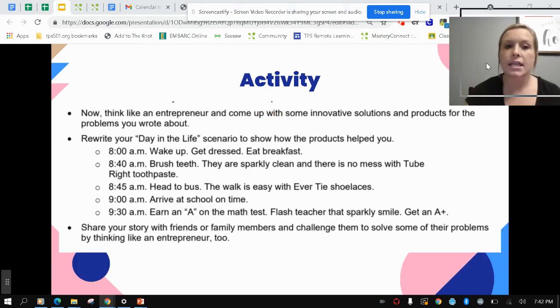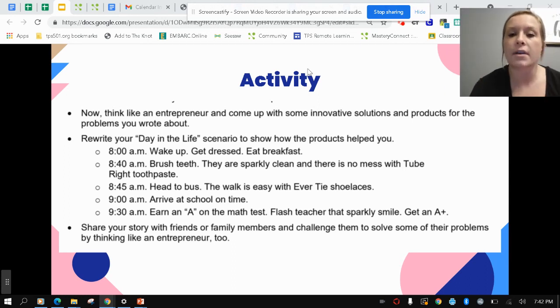Now, think like an entrepreneur and come up with some innovative solutions and products for the problems you wrote about. Rewrite your day in the life scenario to show how the products helped you. For example, 8 o'clock a.m., wake up, get dressed, eat breakfast.